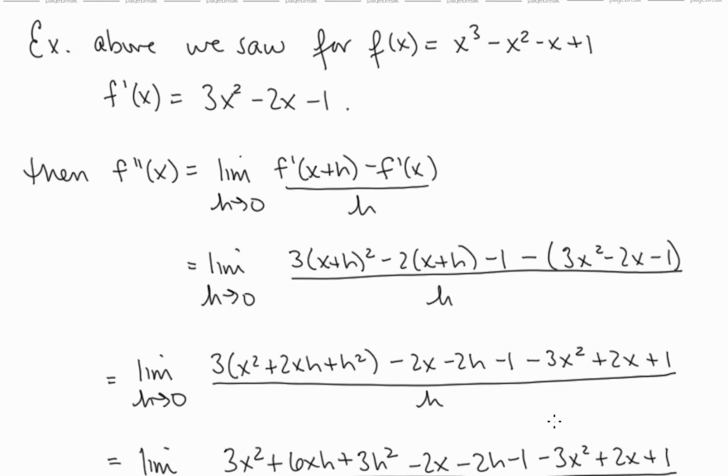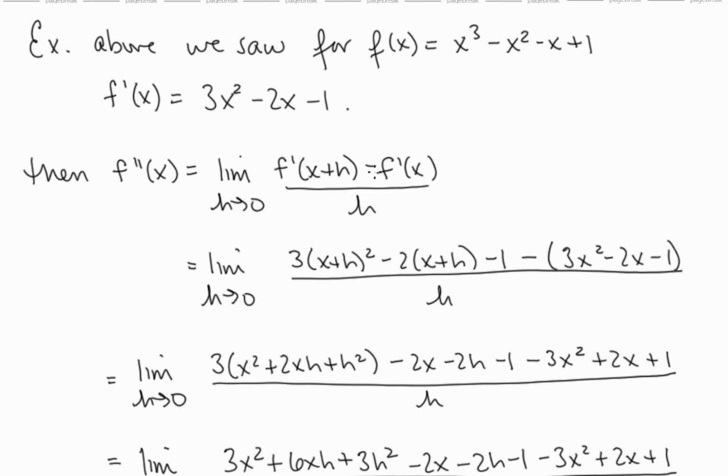For the example we saw above with f of x equals x to the third minus x squared minus x plus 1, we found that f prime of x is equal to 3x squared minus 2x minus 1. And so we can compute f double prime of x by taking the limit as h goes to 0 of f prime of x plus h minus f prime of x over h. So let's plug in x plus h into f prime. That's 3 times (x plus h) squared minus 2 times (x plus h) minus 1.